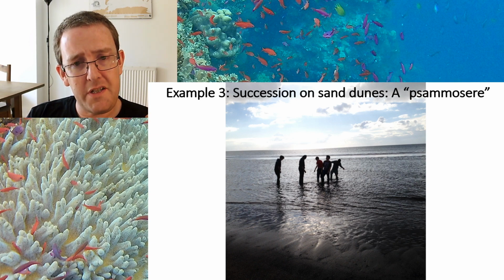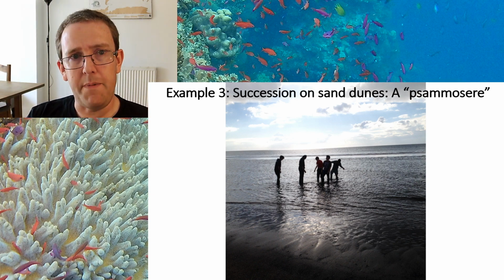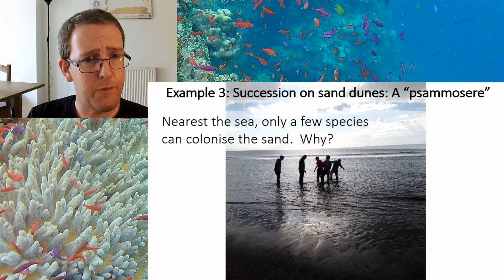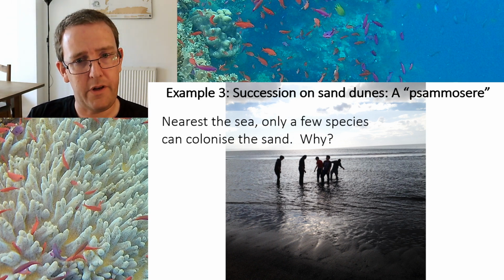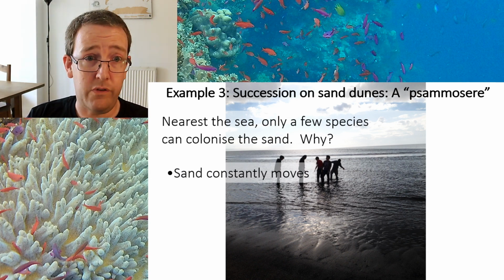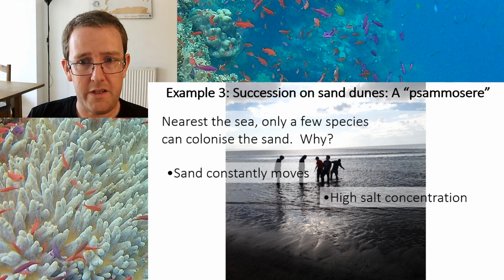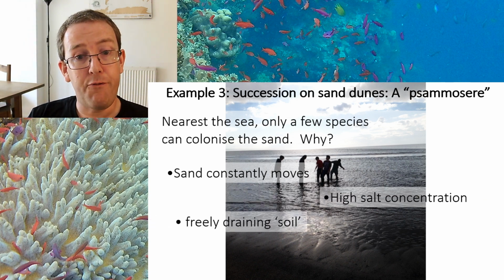So, as you can see, a beach, very difficult, if you think about it, for a plant to live on. Okay, so it's nearest the sea, and you have very, very few species that can colonise the sand. Okay, in terms of abiotic factors, the reason for that is the sand's constantly shifting, it's blowing around. If you've been to the beach, you know that. Very, very high salinity. Okay, free draining soil.